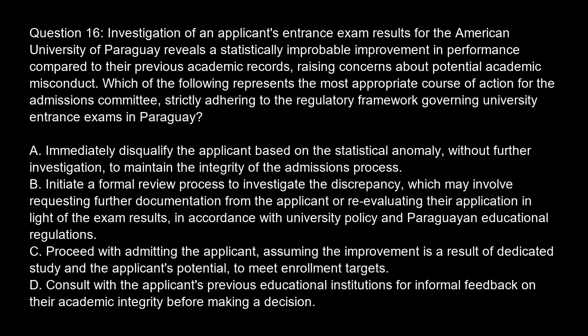Option A. Immediately disqualify the applicant based on the statistical anomaly, without further investigation, to maintain the integrity of the admissions process. Option B. Initiate a formal review process to investigate the discrepancy, which may involve requesting further documentation from the applicant or re-evaluating their application in light of the exam results, in accordance with university policy and Paraguayan educational regulations. Option C. Proceed with admitting the applicant, assuming the improvement is a result of dedicated study and the applicant's potential to meet enrollment targets. Option D. Consult with the applicant's previous educational institutions for informal feedback on their academic integrity before making a decision.